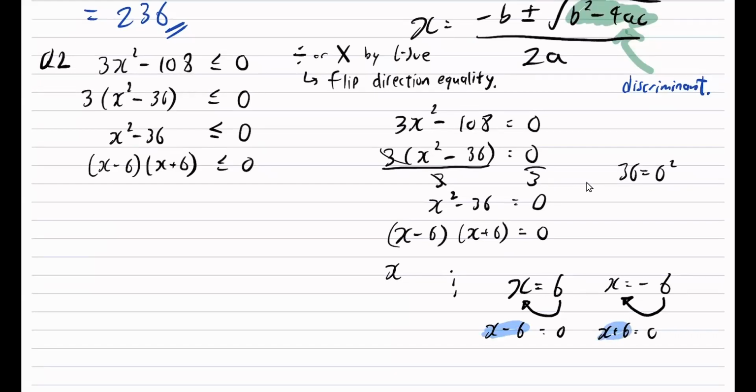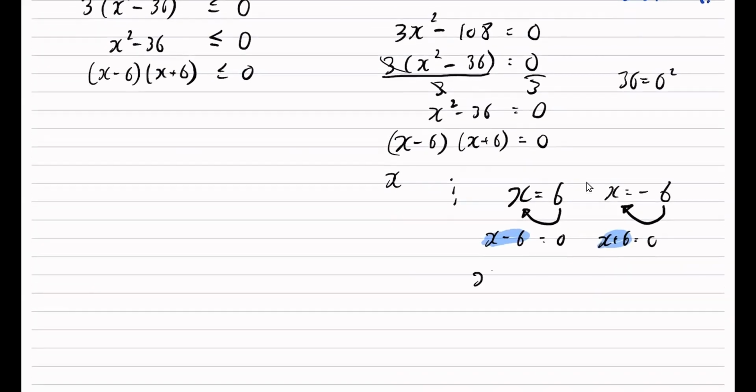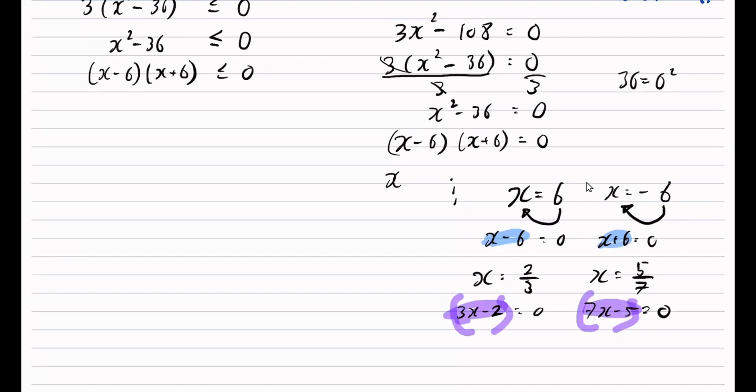Oh, you know this, let me give another example. If they give you x equal to 2 over 3, or x equal to, let's say, 5 over 7, then 3x minus 2 equals 0, and 7x minus 5 equals 0. Okay, good. You remember. Then those are the two factors. Exactly, that's what I was talking about.